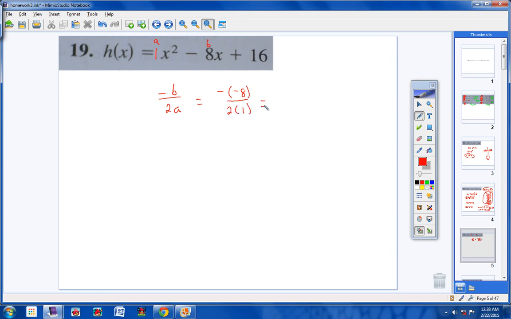Okay? So, negative times negative is a positive 8. 2 times 1 is 2. And 8 divided by 2 is 4. So the vertex so far is 4, comma, blank, okay?